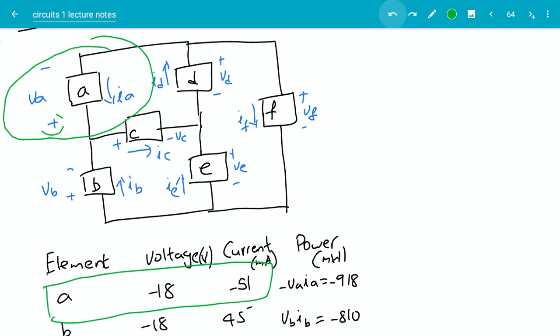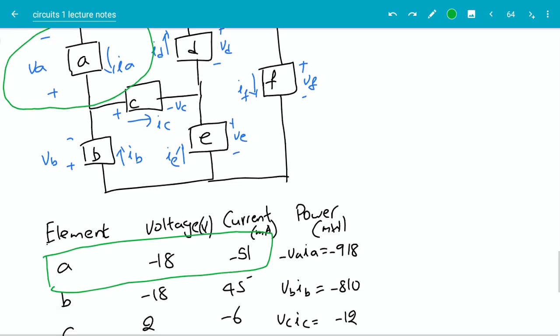If you look at IA, it is not going in the direction of the voltage drop. It's going in the opposite direction of the voltage drop. So my power will be negative VA times IA, and that comes out to be negative 918 milliwatts.